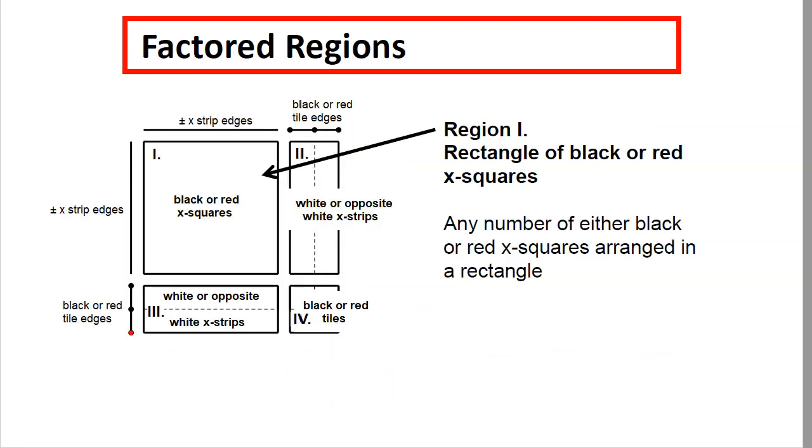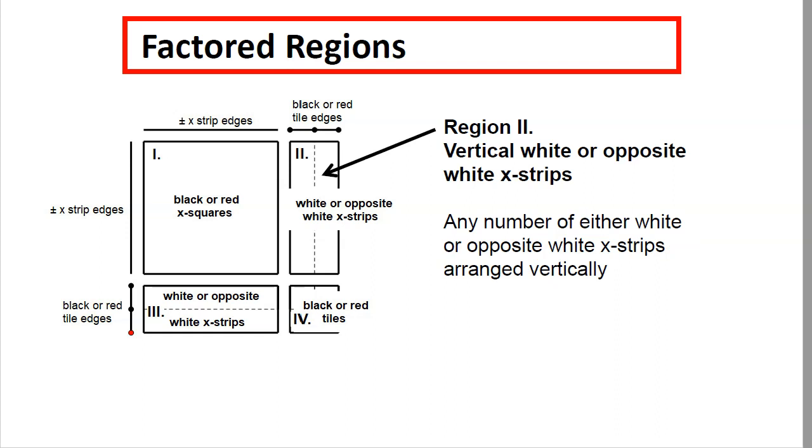Here are the factored regions. There are 4 of them. We'll just call this whole thing a factor rectangle. Region 1 is a rectangle of black or red x squares. You can have any number of either black or red x squares arranged in this area.